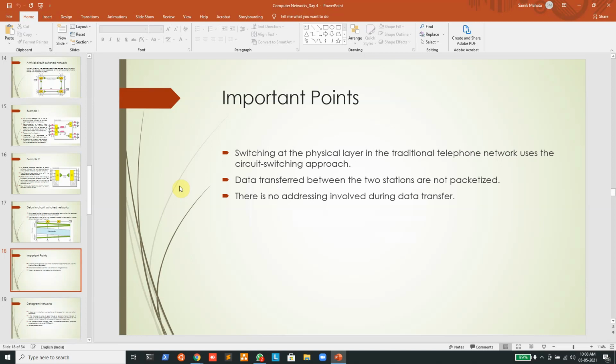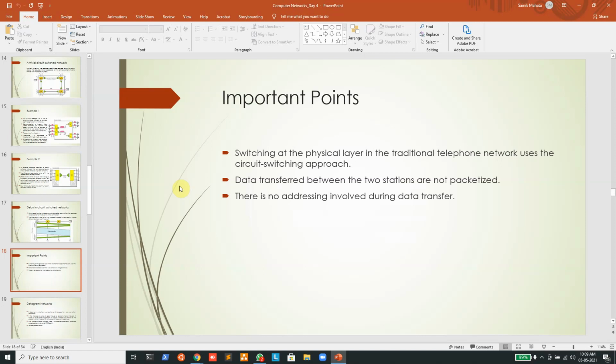What does it mean? Whenever we are sending the data, we will not convert the data into packets. We will just send the raw data, which means zeros and ones. If I want to transfer zeros and ones, be it in electrical form, optical form, or some other digital form, we can use circuit switching. So the data will not be converted into packets. It will just be the raw data that will be sent using circuit switching.